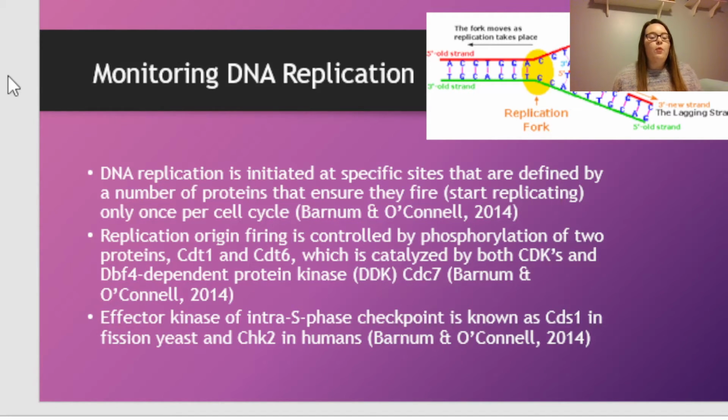This phosphorylation not only initiates the replication, but it also leads to the degradation of these proteins. And then what happens is the origin cannot refire. What the cell wants is to start replicating that DNA only once per cell cycle, and these factors are put into place to make sure that happens.